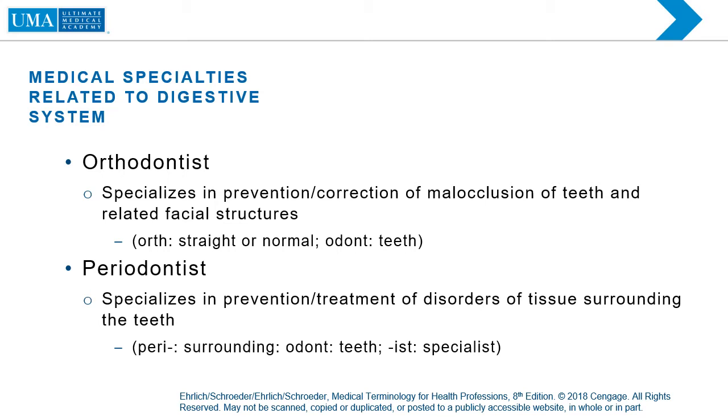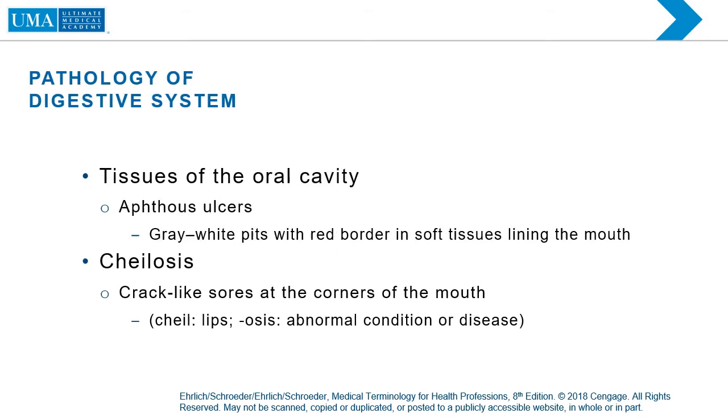Take a look at a periodontist. This would be a dental specialist who prevents or treats disorders of the tissues surrounding the teeth. So notice when we break this term down, peri meaning surrounding, odont again means teeth, and ist is meaning specialist. So we can see this surrounds the teeth.